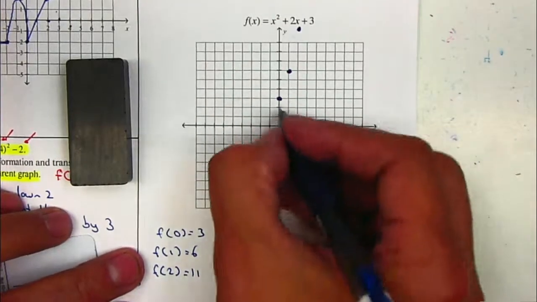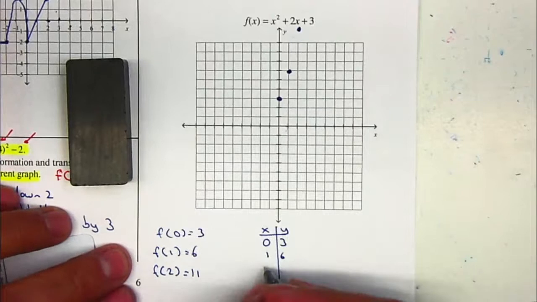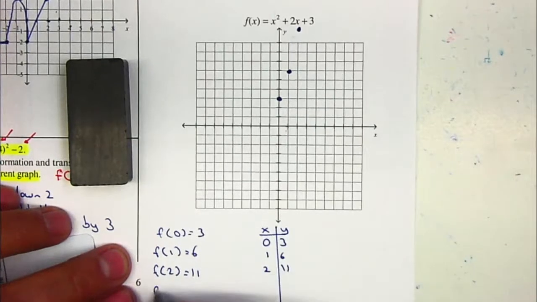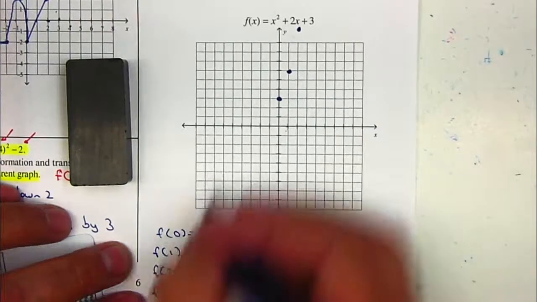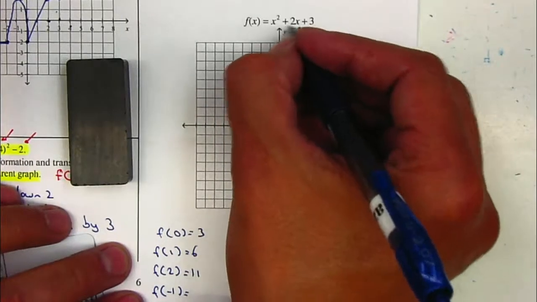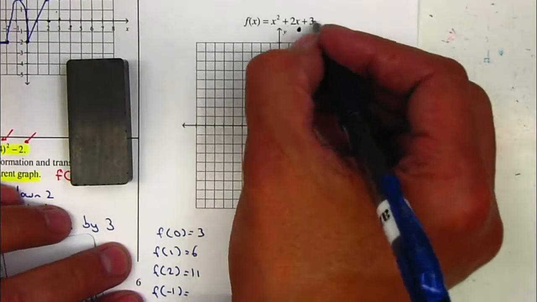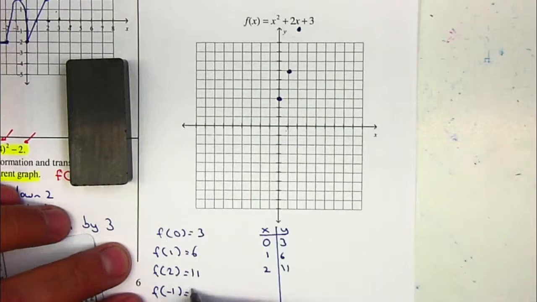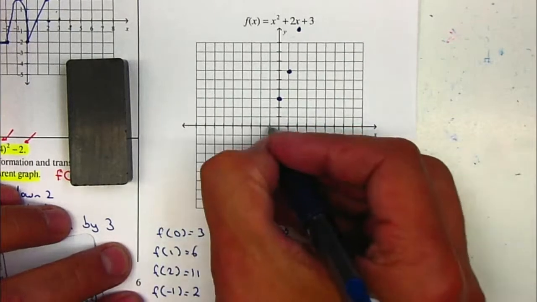So therefore, I'm going to go over to the left. I'm going to plug in a negative 1. If I plug in a negative 1, that gives me 1 squared. Negative 1 squared is 1. Minus 2 is negative 1. Plus 3 gives me a 2. So negative 1 and 1, 2.